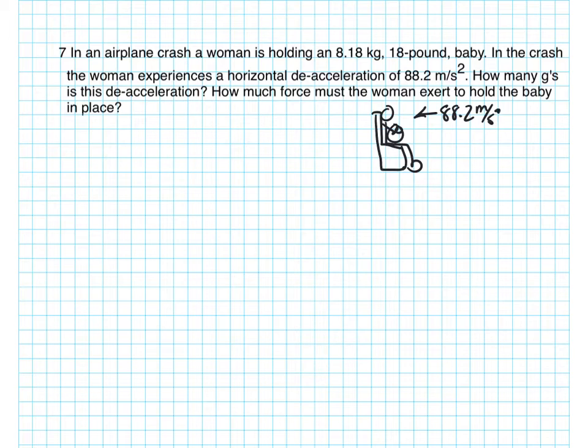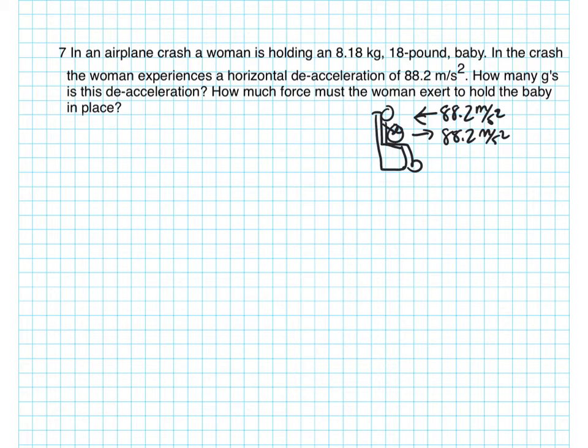meters per second squared. But nothing's holding on to the baby. I mean, she's slowing down because she's in a seatbelt. According to Newton's first law, an object in motion remains in motion. So the baby is going to accelerate, or seem to her like it's accelerating, at 88.2 meters per second squared.